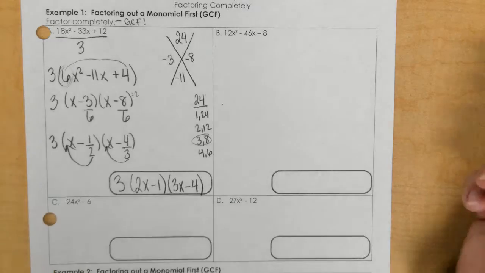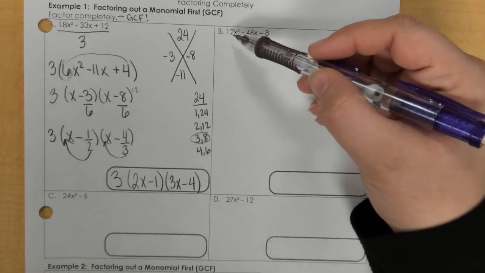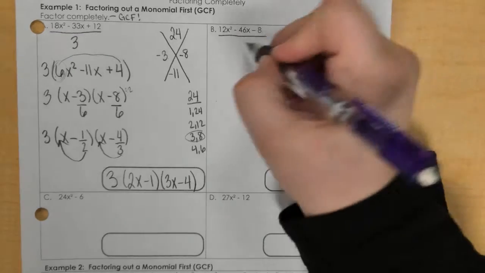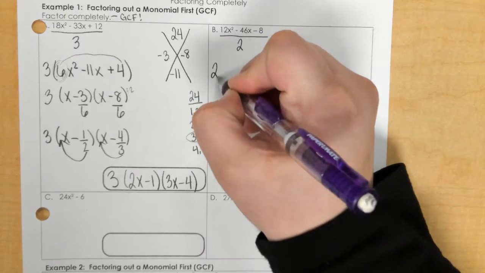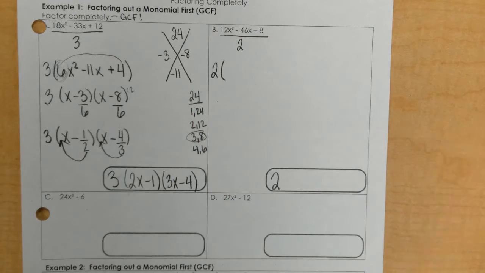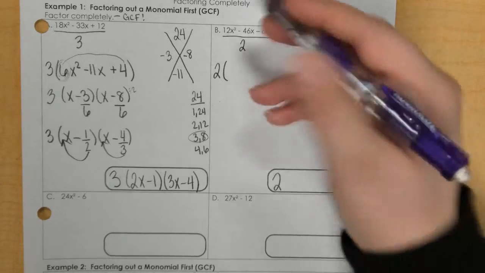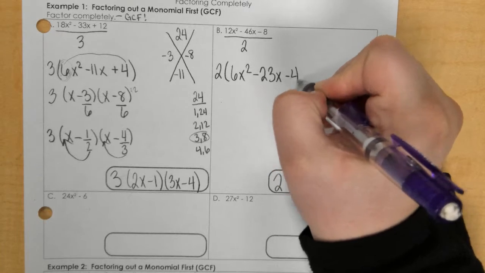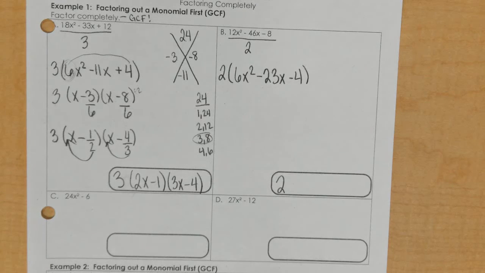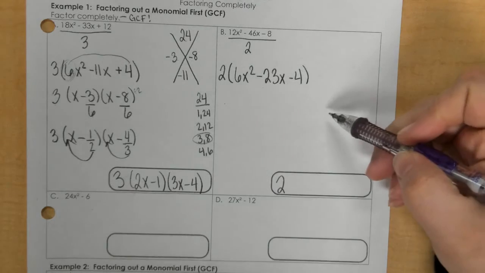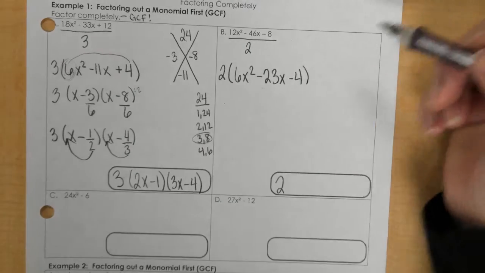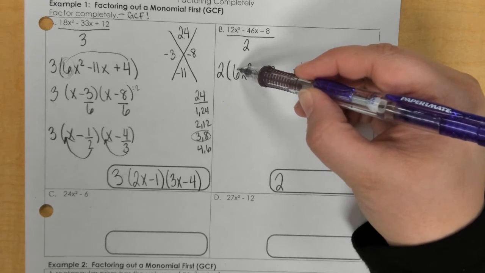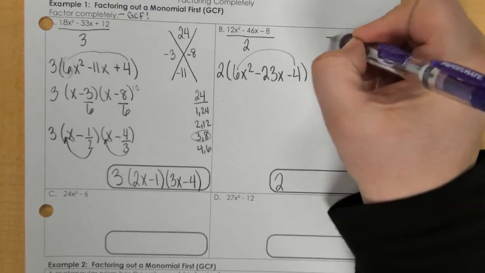So in part B, again, directions say factor completely. That means find a GCF. So what can go into 12, 46, and 8? Well, 2 can. So I'm going to divide the 2 out. Make sure I put it in my answer. And we're going to get 6x squared, negative 23x, minus 4. Now, I have to decide, is this x factor or x factor with bottoms up? And this is going to be x factor with bottoms up because I have this number 6, which is greater than 1. So 6 times negative 4 is negative 24.